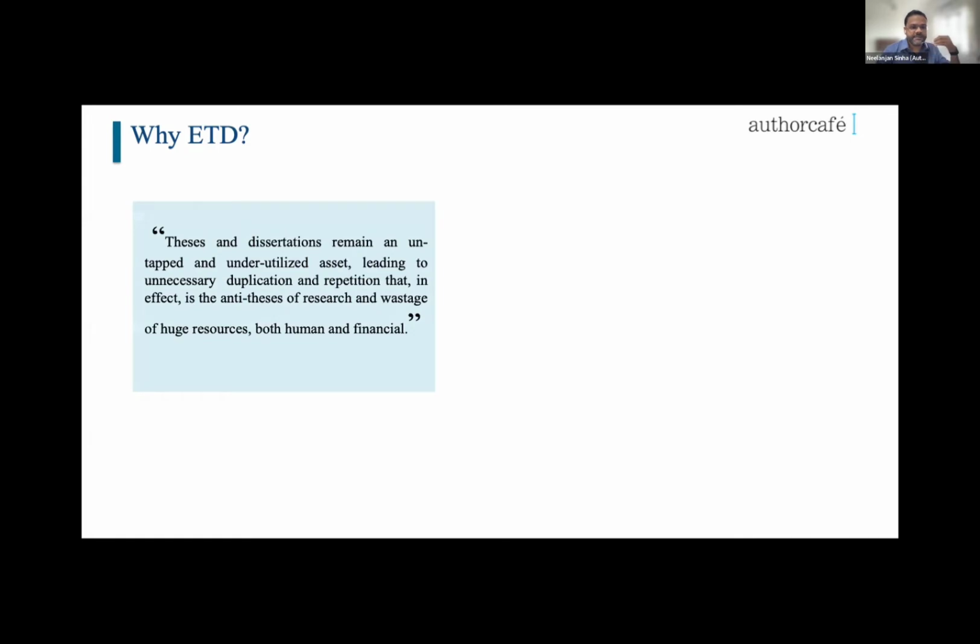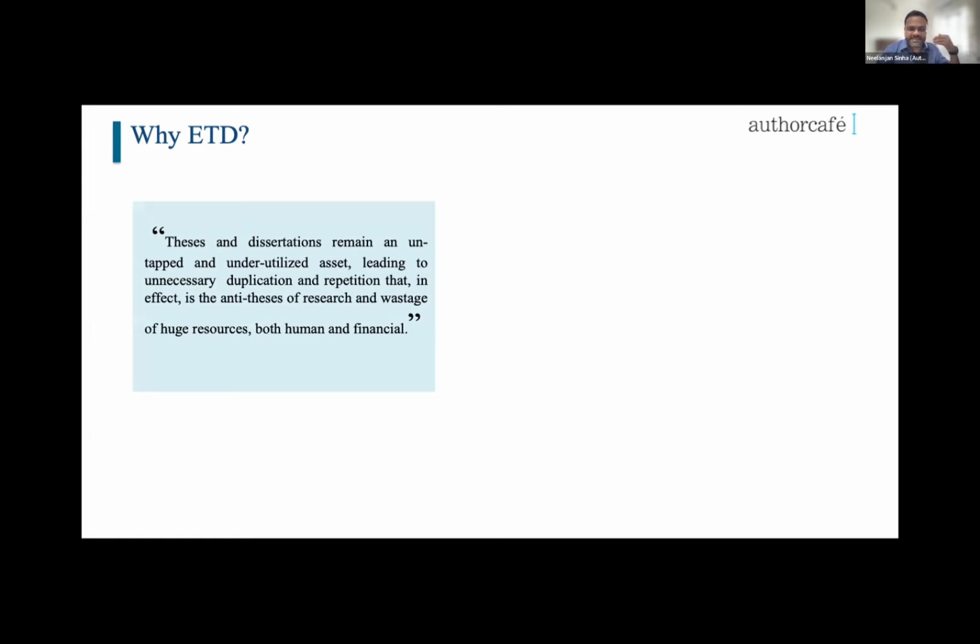So why ETD? Now, open science benefits are obvious and we spoke about them, but why thesis in specific when publications are already there? We are talking about research publications being open access, and there are enough mechanisms already in place and enough discussion which already happens for that. So why do we talk about ETD in the context of open science?